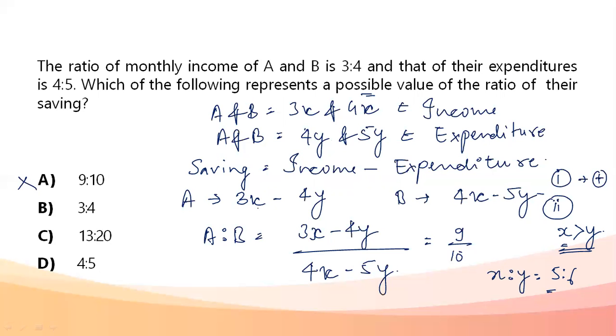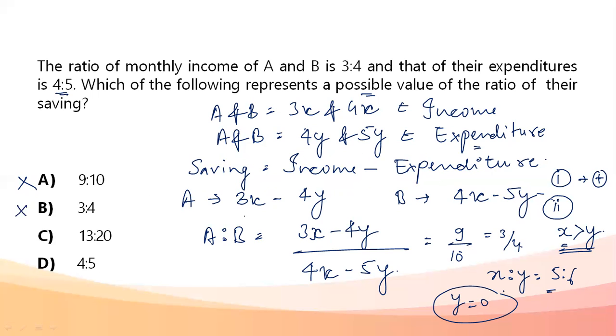Now, if I go for 3 is to 4, if I put (3x minus 4y) upon (4x minus 5y) equals 3 by 4, I will get the value of y to be equal to 0. This is not possible because I have taken y for expenditure. Expenditure cannot be 0. If I take expenditure to be 0, this ratio of 4 is to 5 will not be possible. My question only becomes wrong. I cannot make my question wrong. B also is not possible.